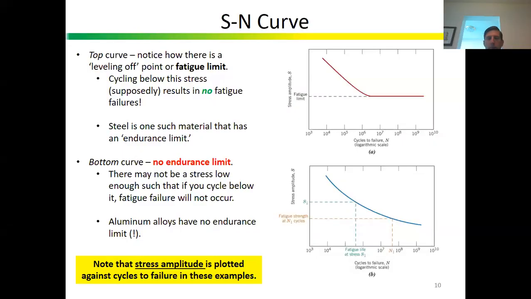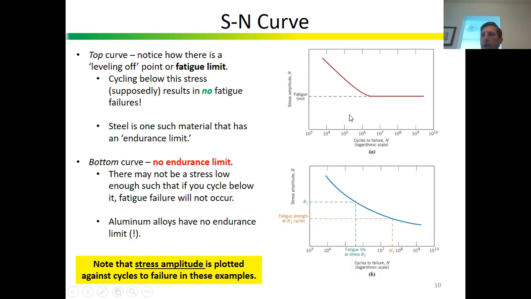Okay, so some materials like steel, and this is one of the reasons steel was invented. It's one of the reasons that steel is so popular. It turns out for many alloys, such as steel, that there's sort of this magic number, if you will, called an endurance limit or fatigue limit. And it's going to vary depending on the material, of course. But when you get to that stress level, look at this, it just sort of levels off. This implies that you could cycle the part for infinity. Or at least, many billions or hundreds of billions of cycles, right? And the part never breaks.